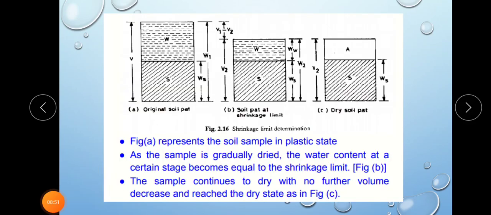So next we have to calculate the shrinkage limit. This is the procedure for calculating the volume of the dry soil pat and the volume of the wet soil pat, that is V1 and V2. For that, look at these figures, this block diagram.